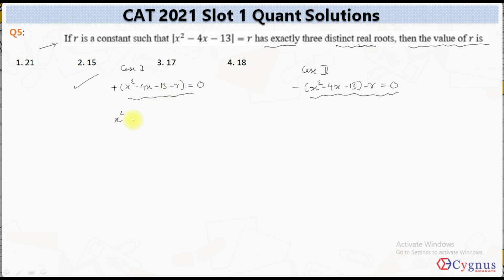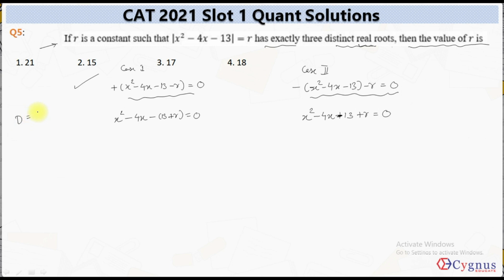When you reframe this equation, this becomes x square minus 4x minus of 13 plus r. And this equation can be written as x square goes on that side, 4x goes on that side, minus x square is x square, this is plus 4x goes on that side, becomes minus 4x. This is minus 13, becomes plus 13. Goes on that side, again minus 13. This is minus r plus r. Yes or no?